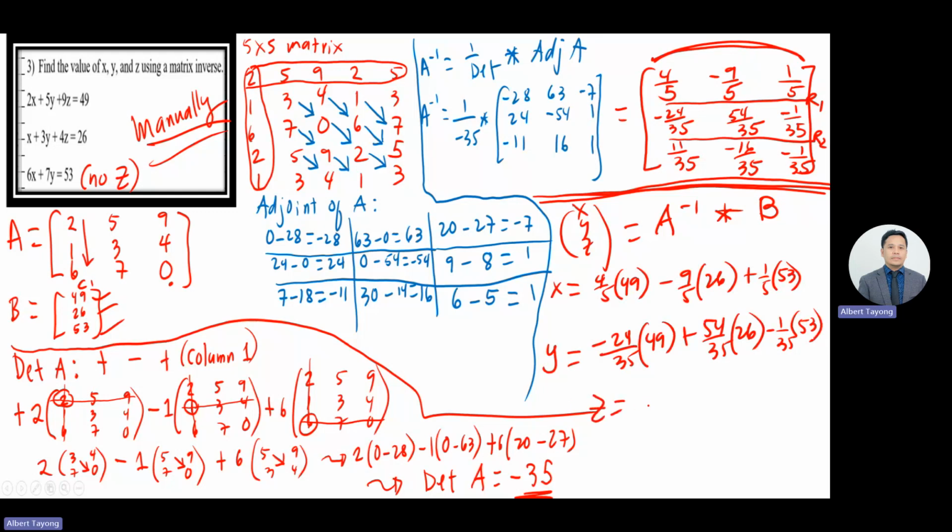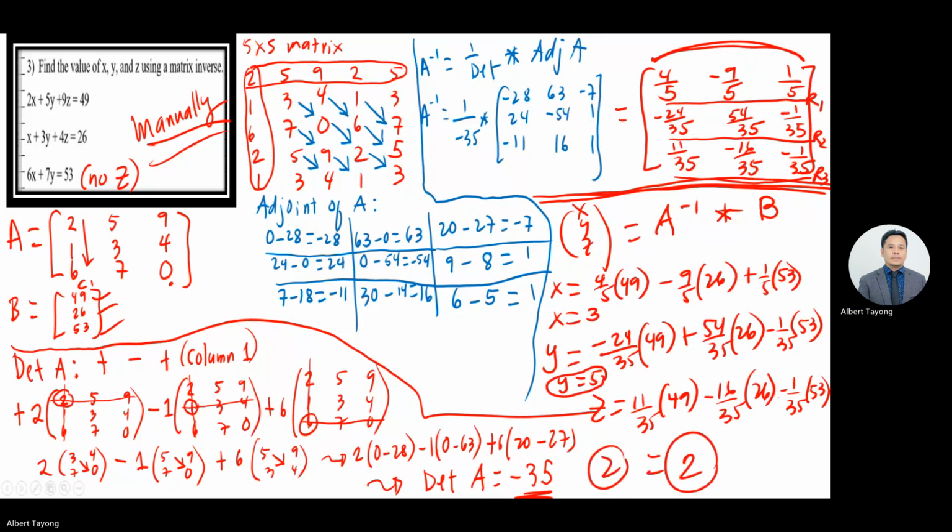Our z is equal to the last row, row 3, 11 over 35 times 49 minus 16 over 35 times 26, negative 1 over 35 times 53. So the value of our x is 3, y is 5, and z is equal to 2. Okay, you can check this in the calculator and see whether the answers are correct or not.